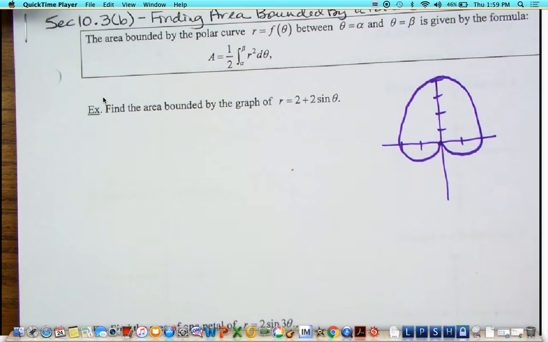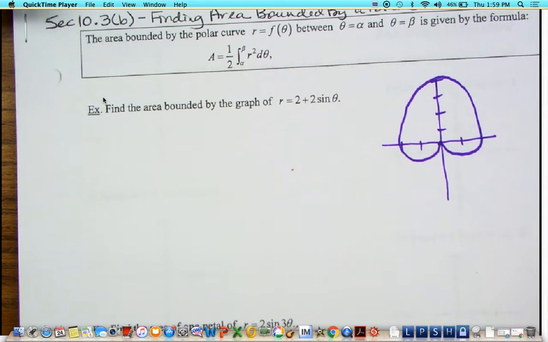Knowing what alpha and beta are is exactly right. So what do you think they will be for every cardioid? 0 to 2 pi. But if it was an even or an odd number of rows thing, would we have to go from 0 to pi? You're going to have to figure out where the graph comes back to the pole, and those are going to be your limits of integration.